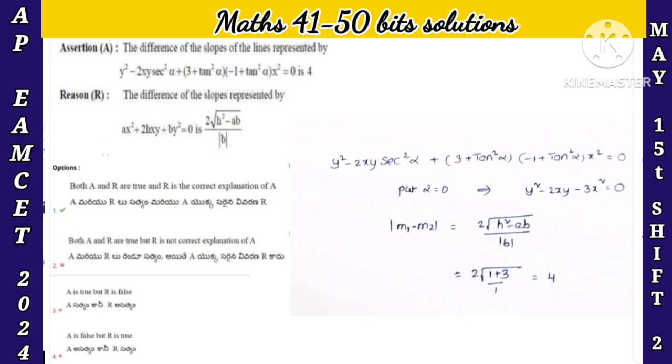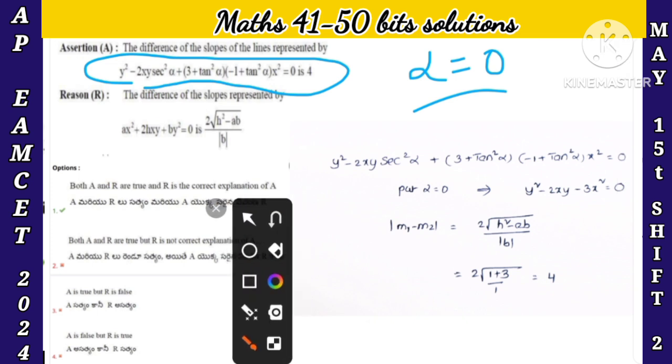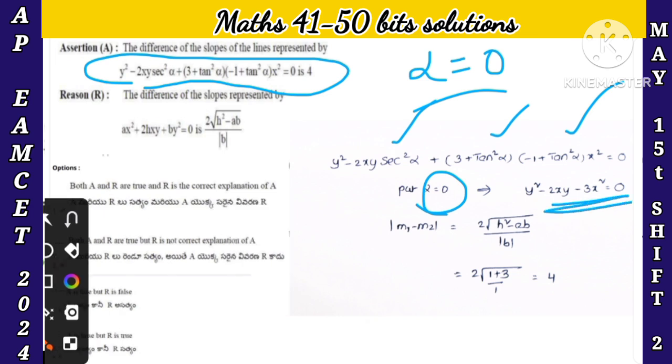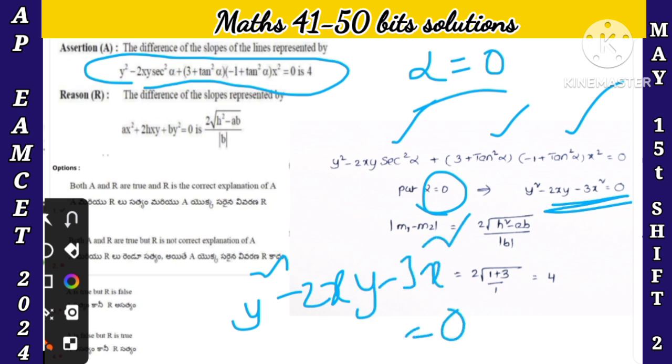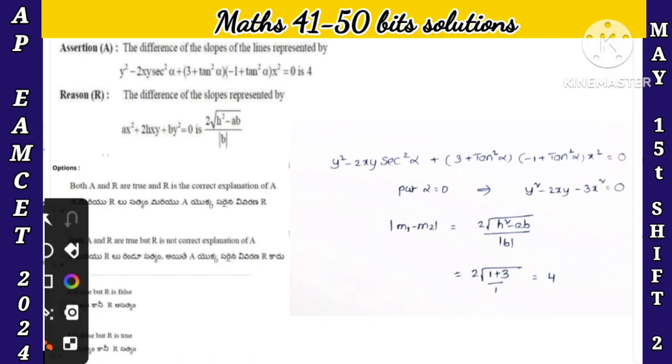Now check the first answer. So to get the answer easily, for simplification purposes, I am replacing alpha is equal to 0 in the given equation. Understand? Then alpha is equal to 0 means secant 0 is equal to 1, tan 0 is equal to 0. So the equation becomes y square minus 2xy minus 3x square equal to 0. Simply substitute alpha is equal to 0 in the given equation. Now here we get the equation like that.